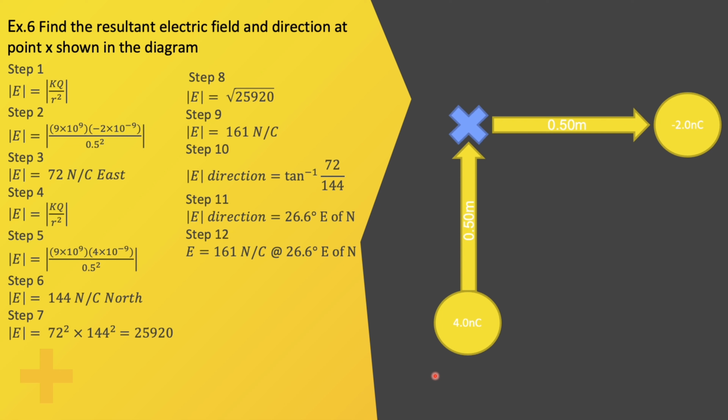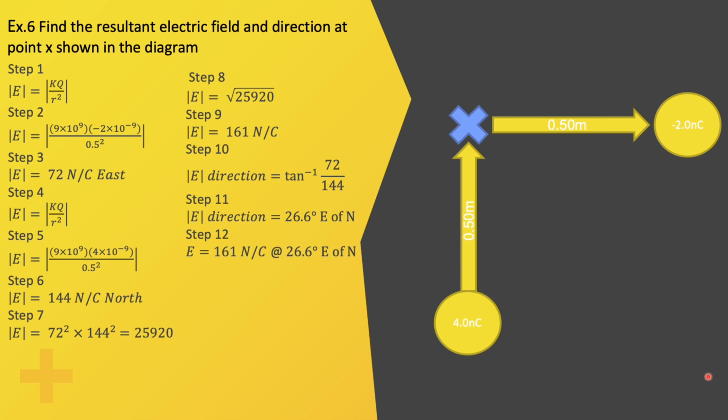And we are going to use the same formula as used previously. We're going to do 9, and then we plug in our values: 9 times 10 to the 9 times 4 times 10 to the negative 9 divided by 0.5 squared to find our electric field. This gives us an electric field equal to 144 newtons over coulombs north.